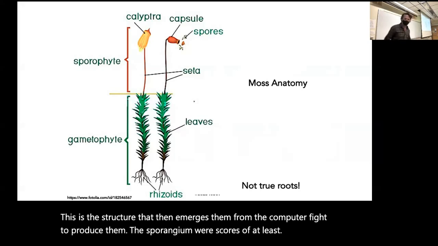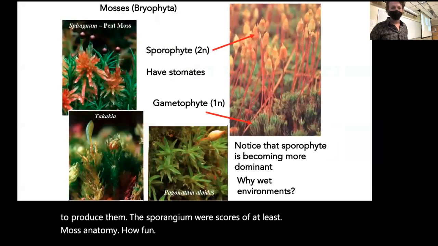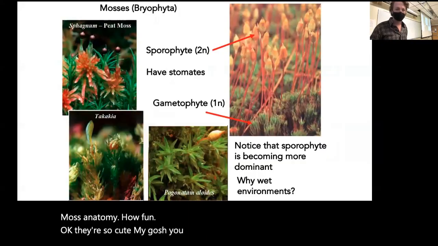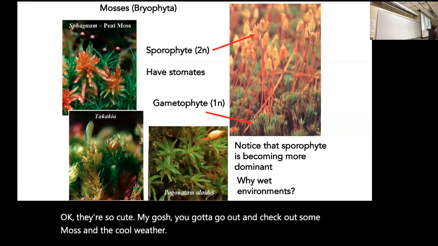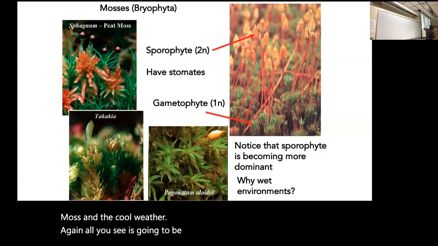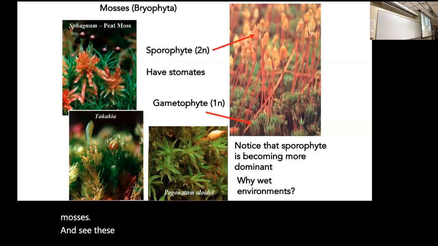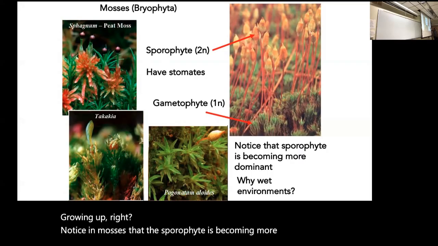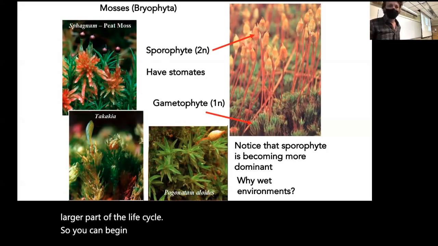Moss anatomy. How fun. Okay. They're so cute. Oh my gosh, you've got to go out and check out some moss in the cool weather. Again, all you see is gametophyte. Here's a bunch of different mosses. You can see these little sporophytes kind of growing out, right? Now notice in mosses that the sporophyte is becoming more dominant, okay? A larger part of the life cycle. So you can begin to notice them a little bit.